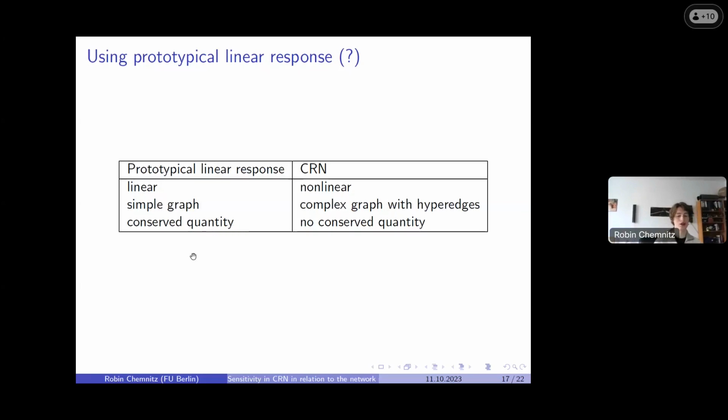Also, one of the characteristics of the prototypical linear response is that we have a conserved quantity. Remember, this mu had to sum to 1. In chemical reaction networks, when changing the speed of the reactions, the total mass in the system might not stay the same. Also, we might have feed reactions. I denoted this by 0 to A, for example. This means we put in A from outside, or we have exit reactions where chemicals vanish into energy or some output, and then we don't see them in the system anymore. So there's no conserved quantity. So these are all points which we have to overcome in order to apply this prototypical linear response to chemical reaction networks.